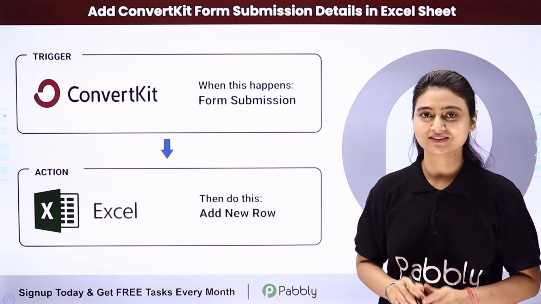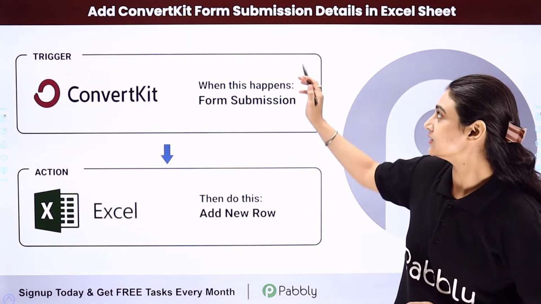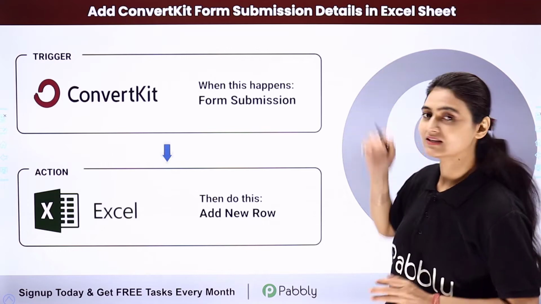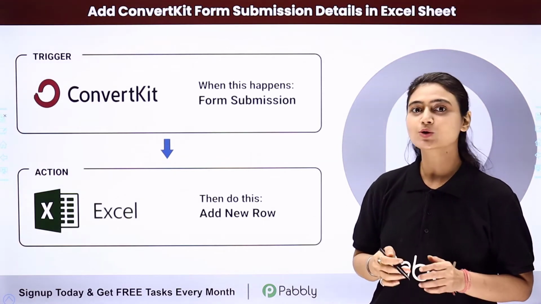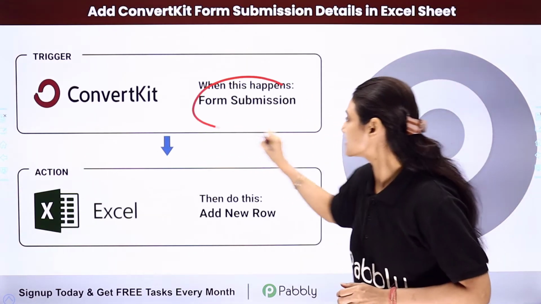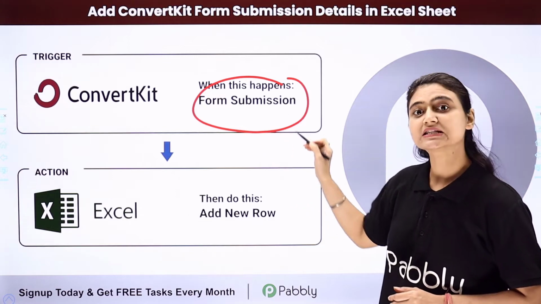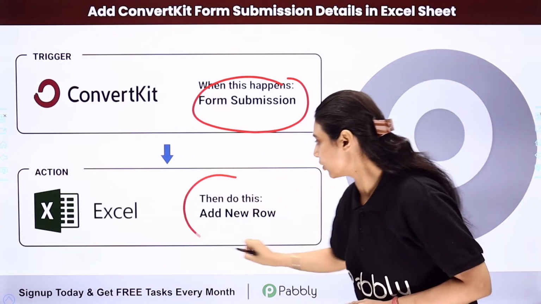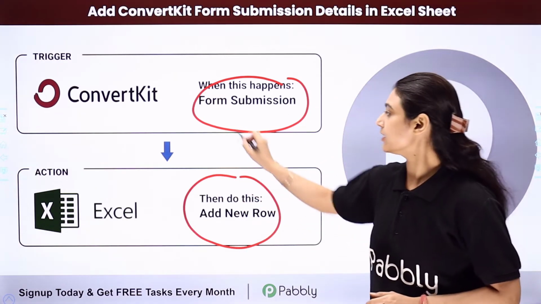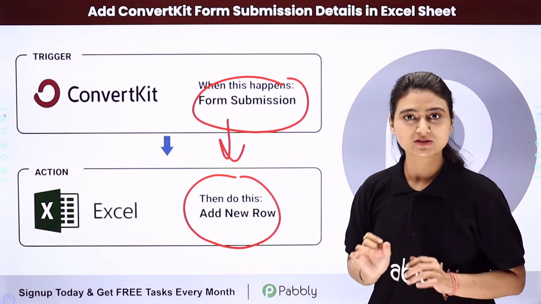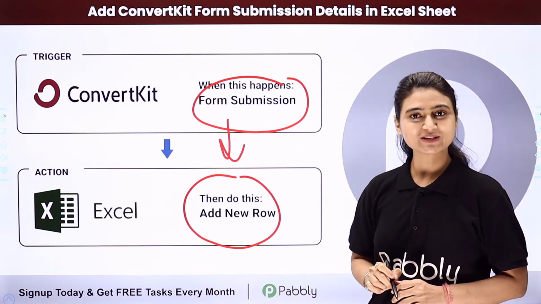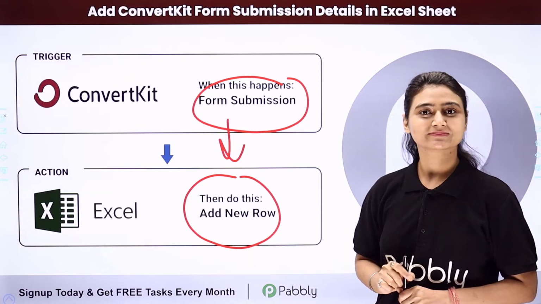In this video, we will learn how you can automatically add ConvertKit form submission details in an Excel sheet. So let's say you want every time a form is submitted in ConvertKit, its details should be added as a row in an Excel sheet. We are going to automate this entire process using Pabbly Connect. Come to my screen to see how we do it.